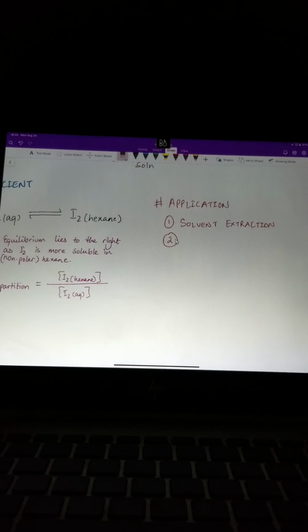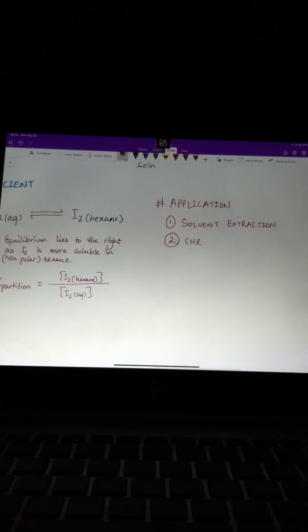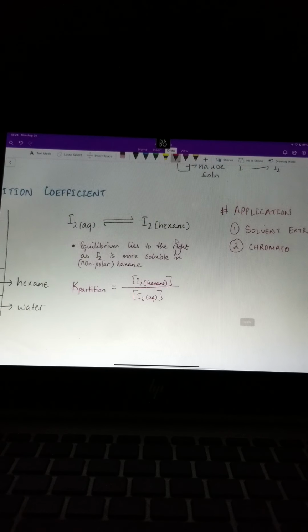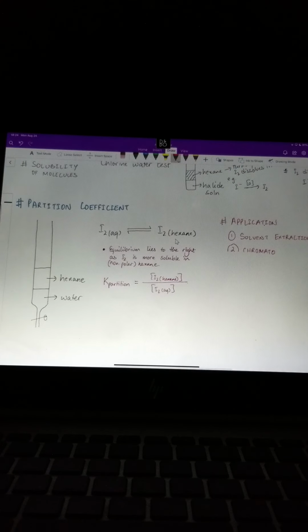So let's keep it at that. The other one is in chromatography. I can't explain this right now. We'll come back to it much later. We'll talk about the math involved here and what's going on in this experiment, basically. Yes, so take a break.